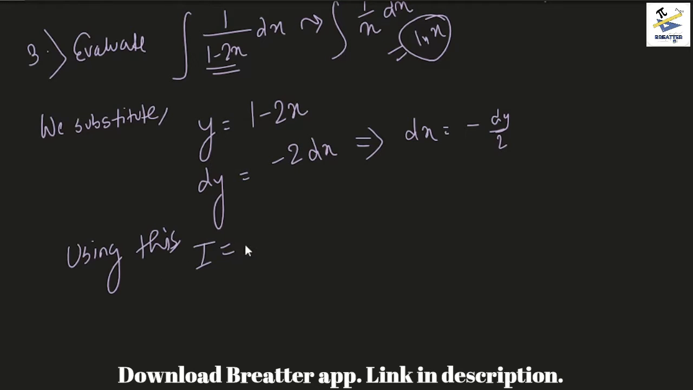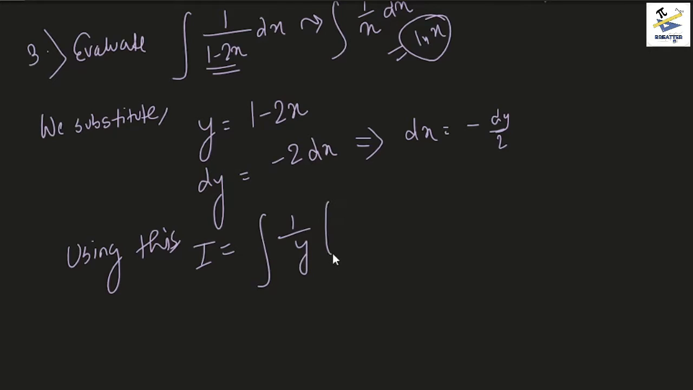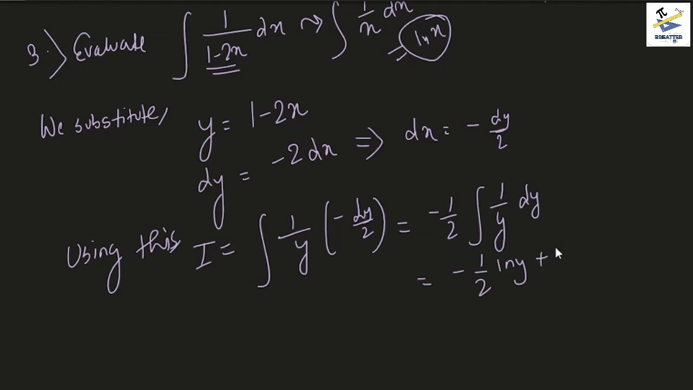I should be equal to 1 by 1 minus 2x is just 1 by y, and dx is just minus dy by 2, right? And so the constant minus 1 by 2 comes out, and we have 1 by y dy. Now this would give us minus 1 by 2 ln of y plus c, and it's time to put back what we have substituted, which gives us minus 1 by 2 ln of 1 minus 2x plus c.